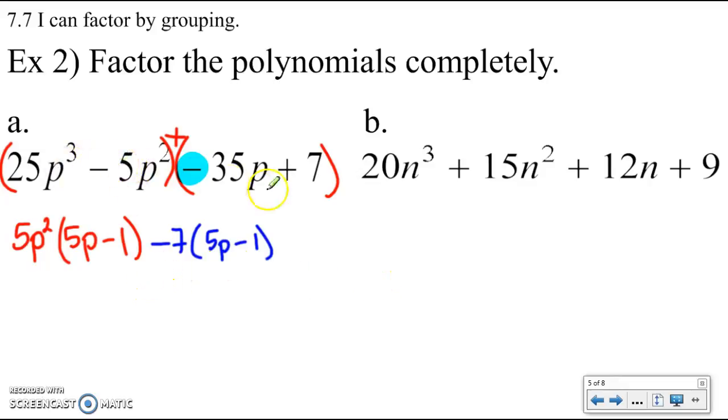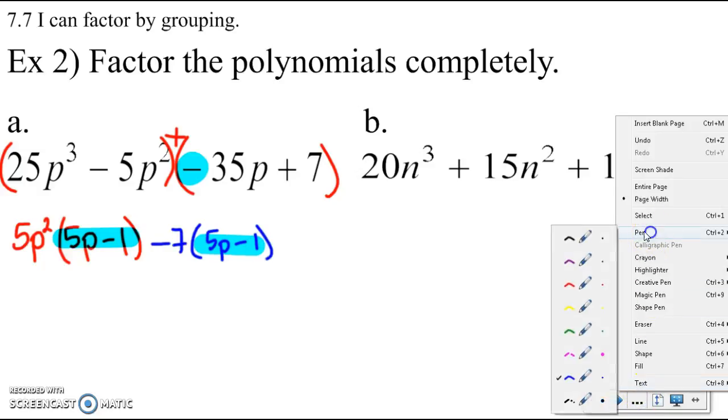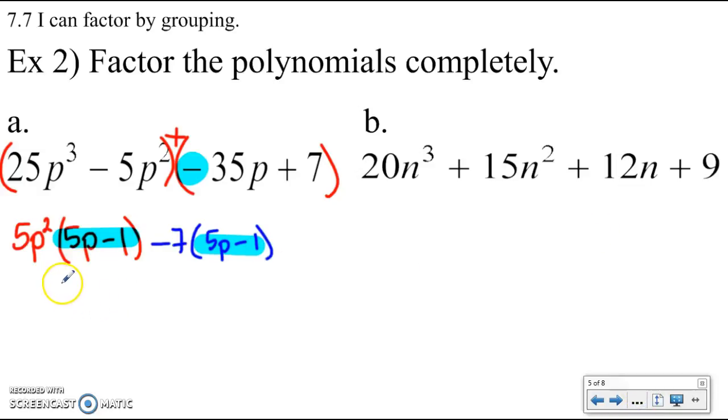So step 1, make two groups. Step 2, factor the first group. Step 3, factor the second group. Step 4 is check to make sure that those match. If they do, we're going to bring that out in one group.